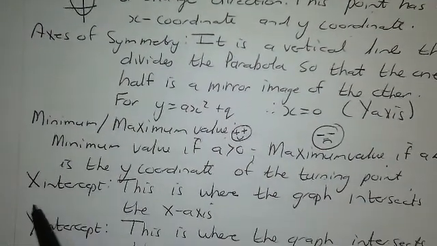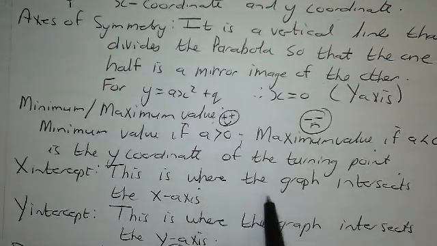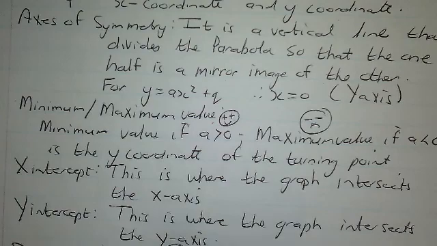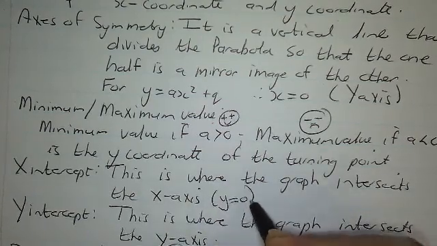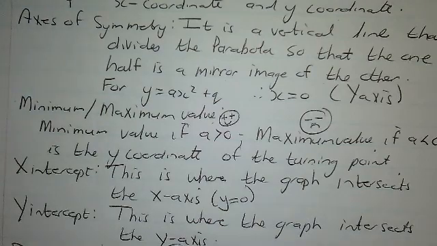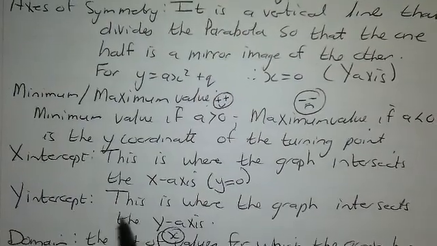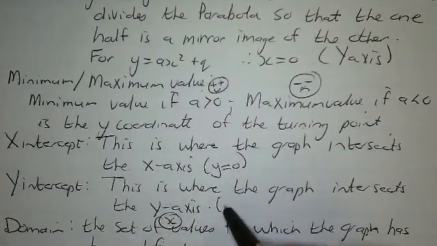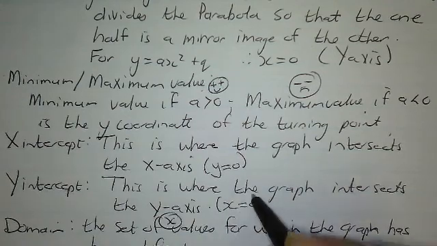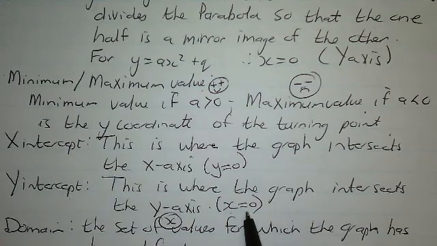To calculate the x-intercept, this is where the graph will intersect the x-axis. Now to calculate that, you make y equal to 0, and because it's quadratic, you will factorize. Y-intercept, this is where the graph will intersect the y-axis, so that means where my x will be equal to 0. And remember, x equal to 0 is your line of symmetry.